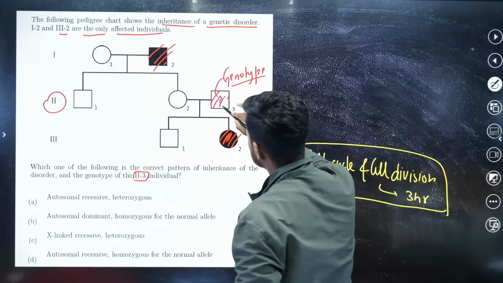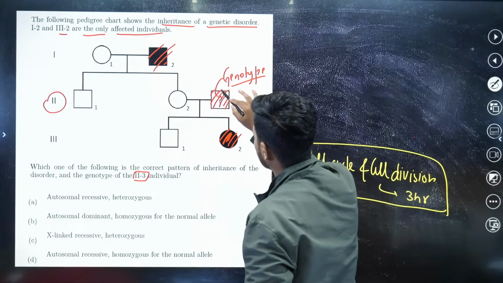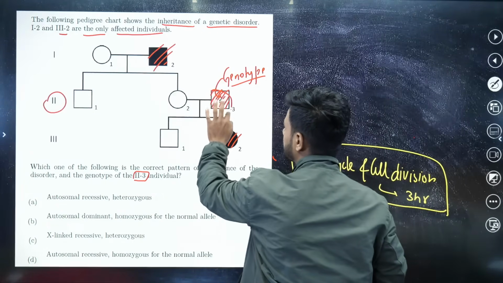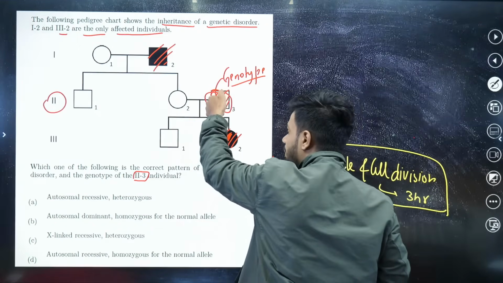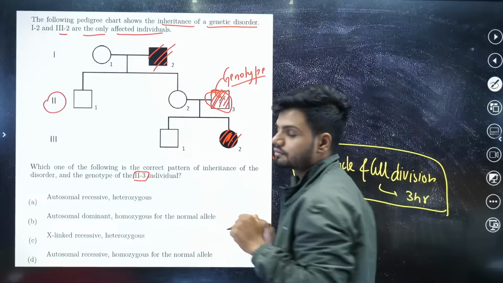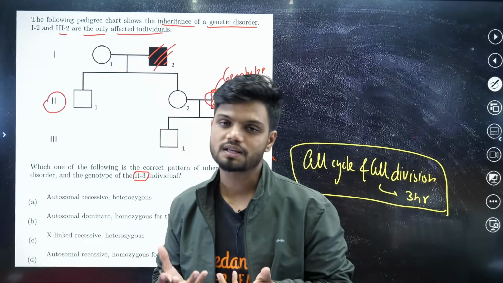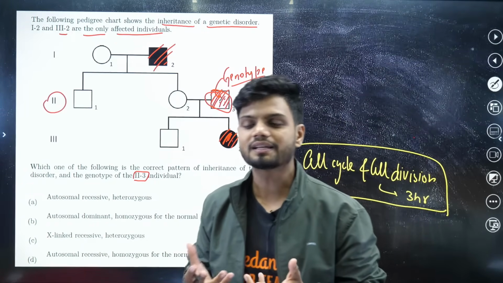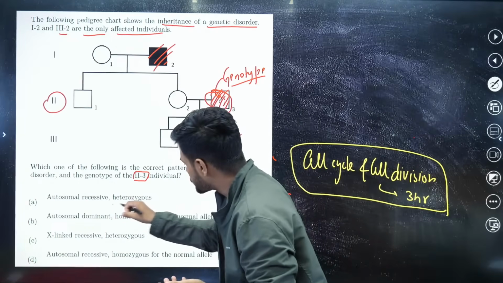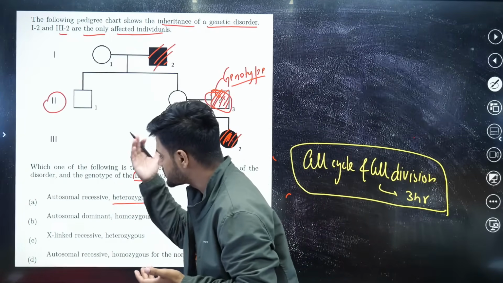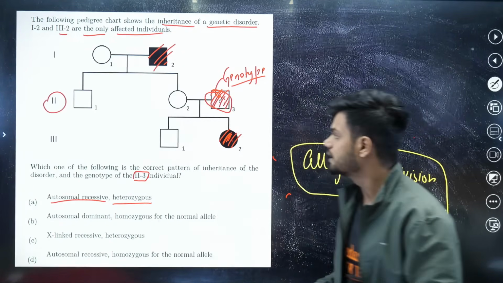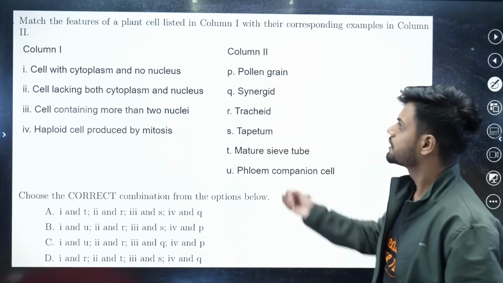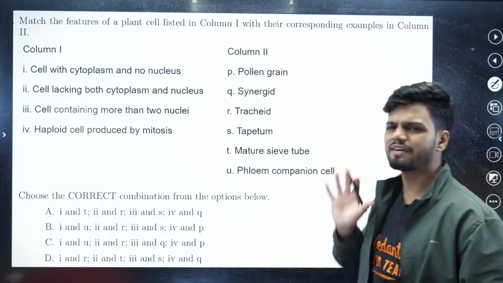Now, since this particular person does not have the disease but the offspring has it, can they be carriers? Yes, they can be carriers. In that case, they can be heterozygous in nature, and since it's skipping generations, it's going to be autosomal recessive. Next question. Match the following. Very easy question, all of you.